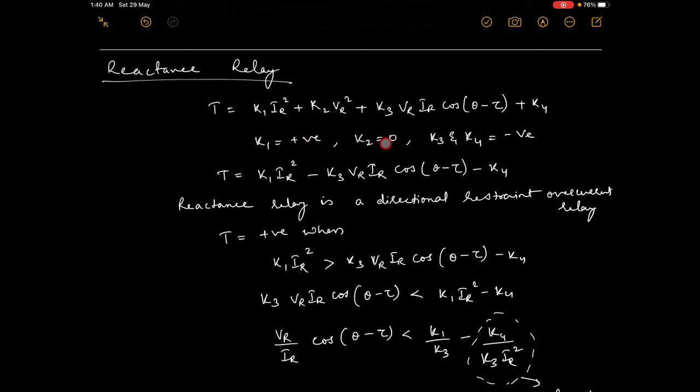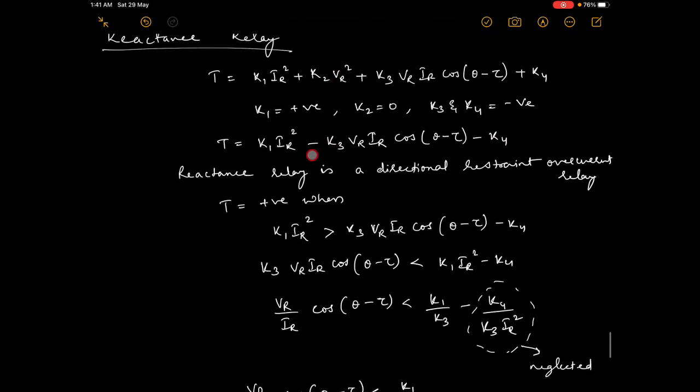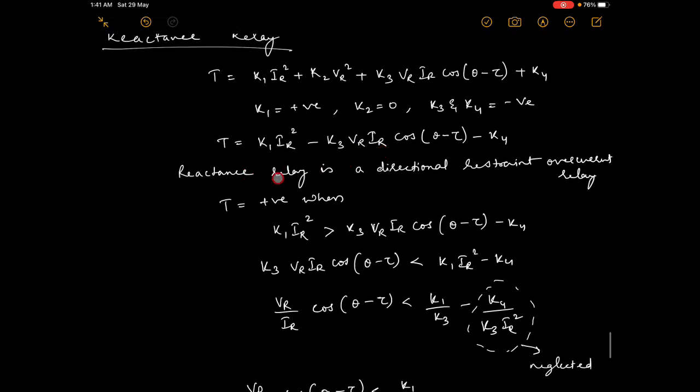Now that when we substitute K1 positive, K2 0, and K3 and K4 negative, we get this as negative and this as negative. So there is no second term, which is V square, so that is absent. Now we want it to be a directional over current relay. So to have positive torque, when will it be positive? When this is greater than this.